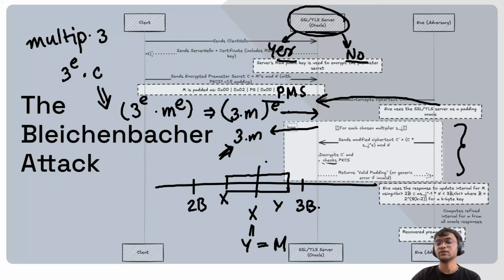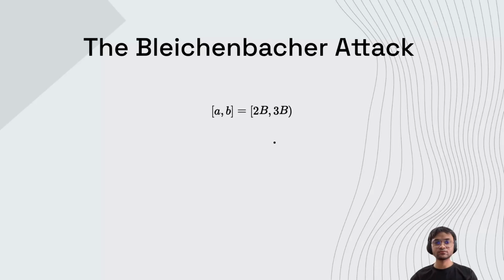To completely understand how this attack works, let's dive into the mathematics behind this attack and take a look at a sample. Eve has one wide interval, a to b, that contains 2B inclusive and 3B not inclusive. Remember, Eve needs to find a multiplier, s_i, that when multiplied with the intercepted ciphertext would result in a conformant ciphertext. In each iteration, Eve tries increasing the value of s, starting from a certain minimum, until the oracle returns yes, or padding OK.